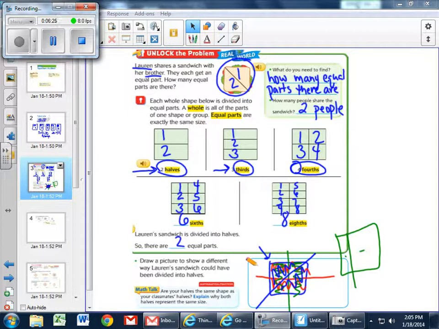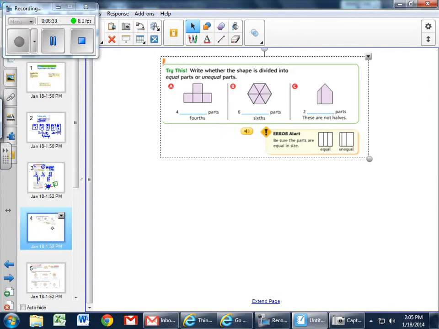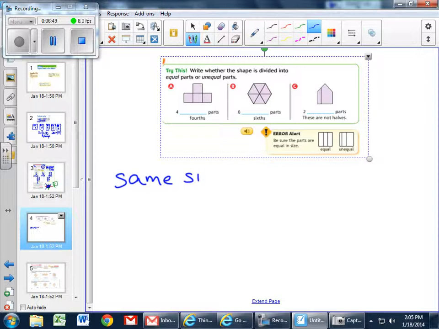Okay? We're going to flip over to page 308, and I made this into 2 slides just so we could talk about the top. It says, write whether the shape is divided into equal parts or unequal parts. So we just talked about how all of the pieces need to be the same size. If they are the same size, then they're going to be equal. If they're not the same size, then it's not going to be an equal fraction.